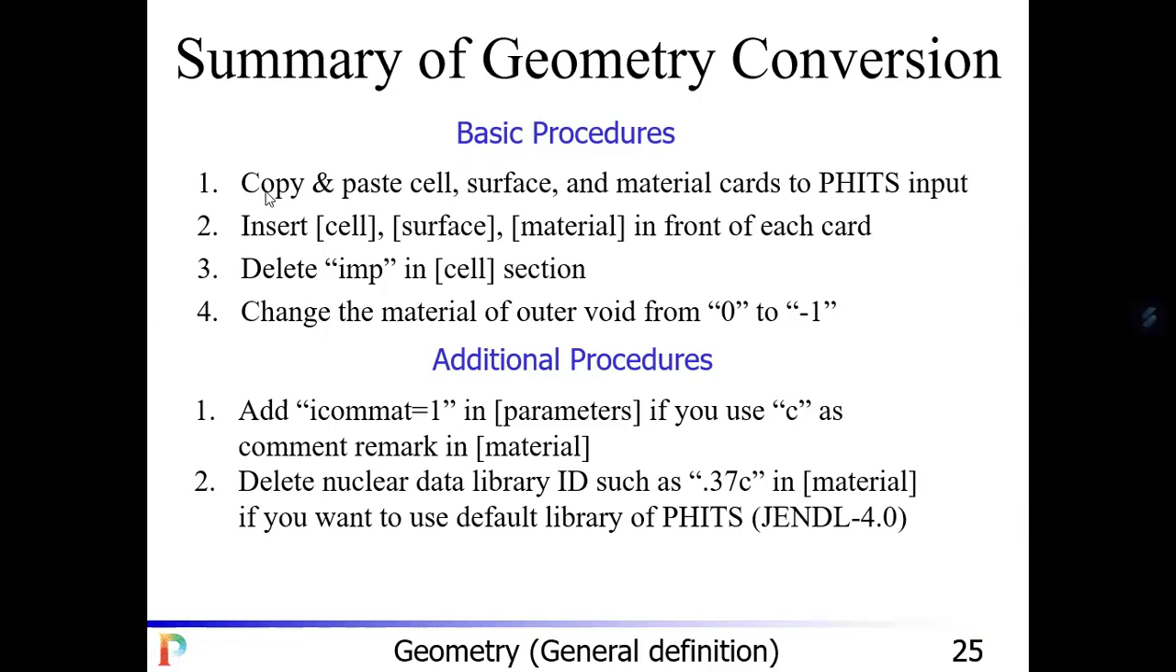So yes, we copy and paste the surface, the material cards and input, and put them in the appropriate section. If it's from cell, we put it in cell, surface in surface, material in material, and then we also delete the EMP colon equal to 1, if I'm not mistaken, and then we also change the material outer void. This is the first error that we got from the previous run. We change it from 0 to -1, and I think the rest is not that important. Is that answer your question?